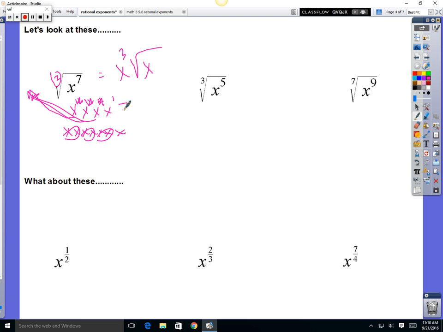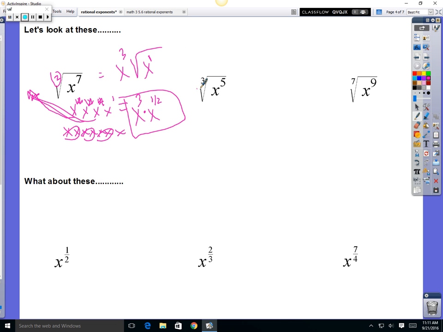And you could also write this as x cubed times x to the 1/2. Because you got a half of a square in here. There's only 1 left, and that is half of a square. So this is the same as this.